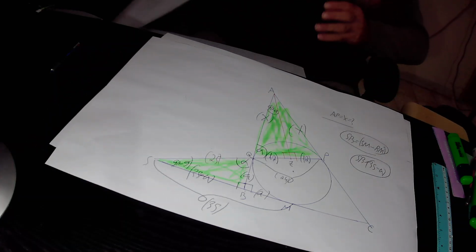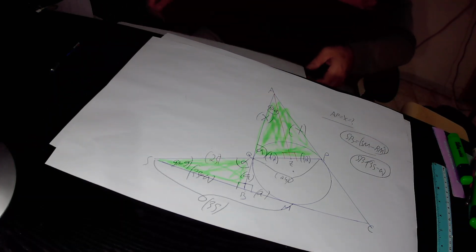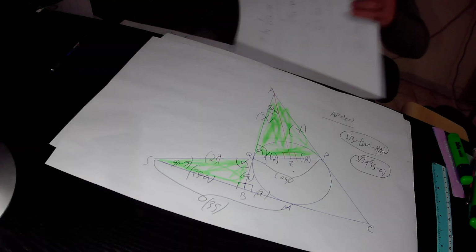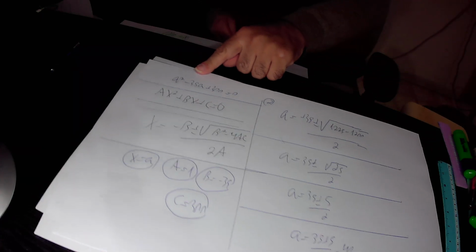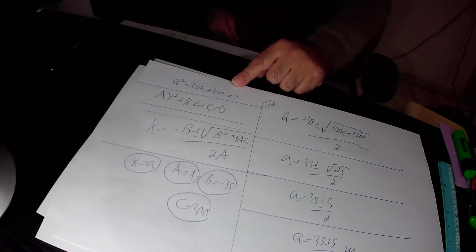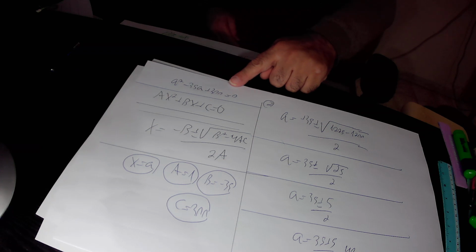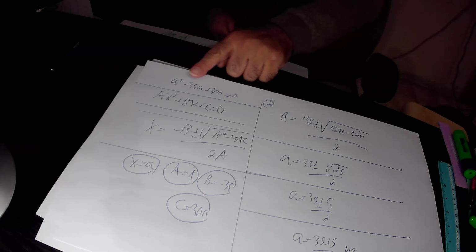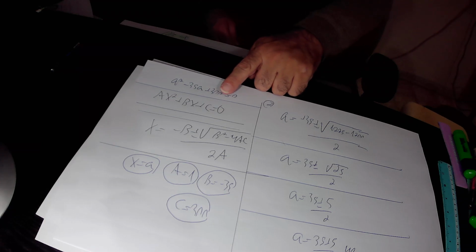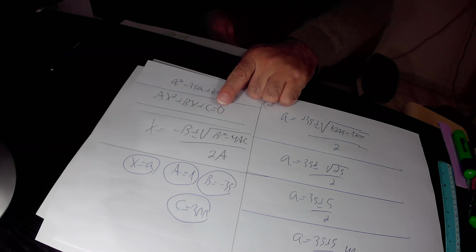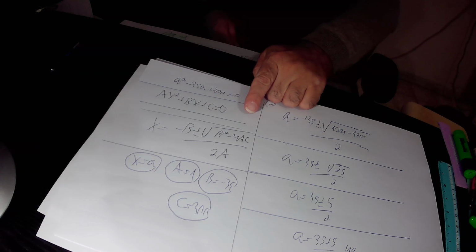So in total, we found that a squared minus 35a plus 300 equals 0. So actually this is a quadratic equation, and the general form of a quadratic equation is ax squared plus bx plus c equals 0. In this general formula, a, b, and c are the coefficients of the quadratic equation, and x is the variable that we are looking for. And we find the value of x according to the following formula: x equals minus b plus minus square root of b squared minus 4 times a times c, over 2a.